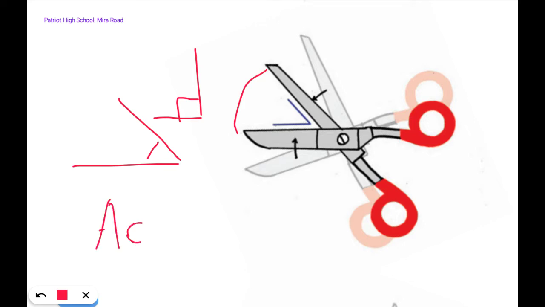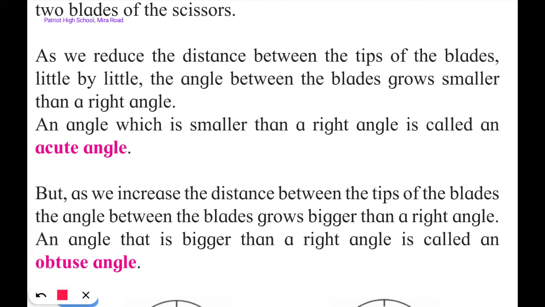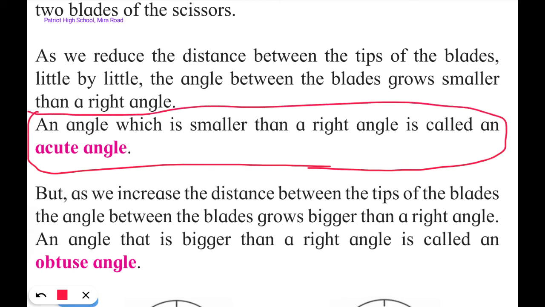Acute angle. An angle which is smaller than a right angle is called an acute angle. You have to remember this.